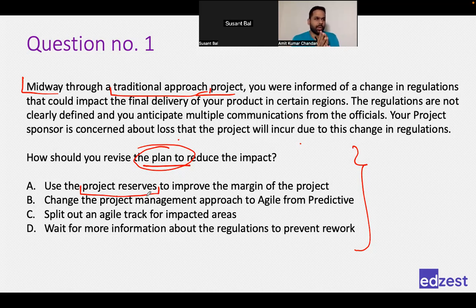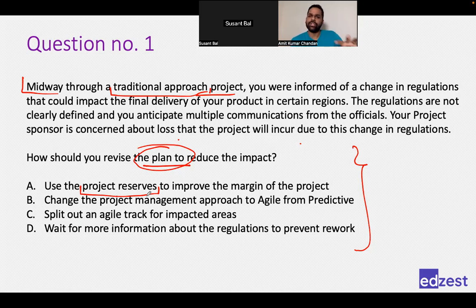When we are talking about contingency reserve, it is within our budget. It is for low priority risk. If that risk happens, we will use our contingency reserve. If not, for anything else, we will have to change our plan. Because management reserve is not part of my budget. It is something that management has kept for themselves. They will provide us the money, but not without changing the plan.